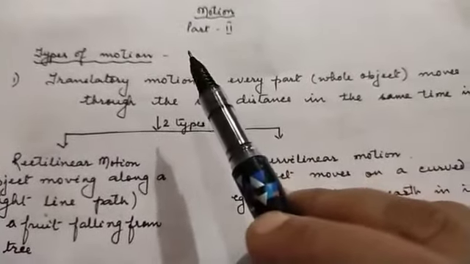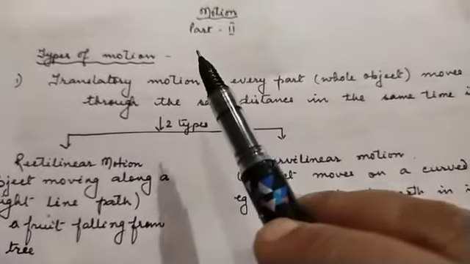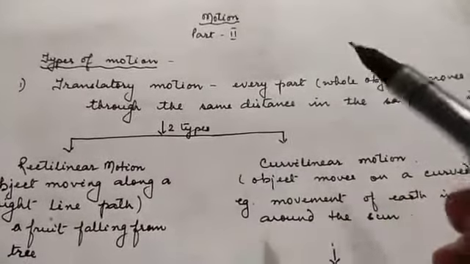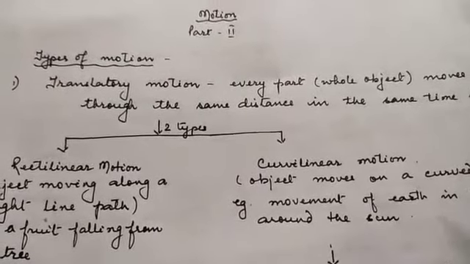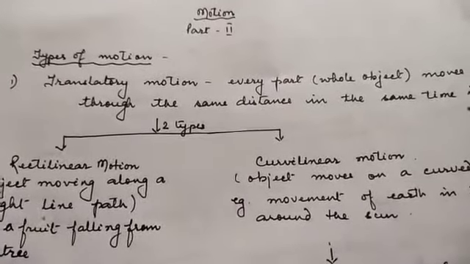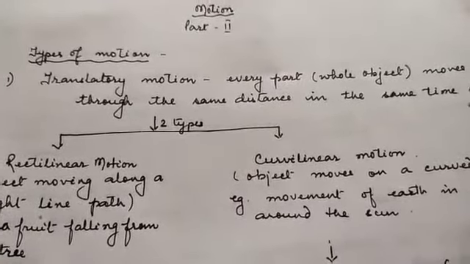You might have noticed that different objects move in different ways. Some objects move in a curved path. Some move along a straight line. Some move to and fro. Some spin, isn't it? So due to the different ways of movement, motion was categorized into different types. Now what are these types of motions?